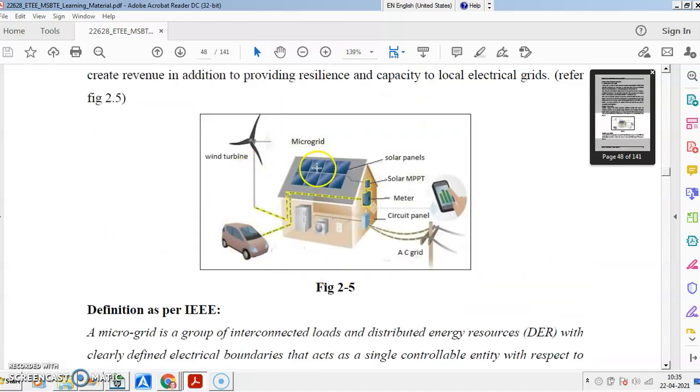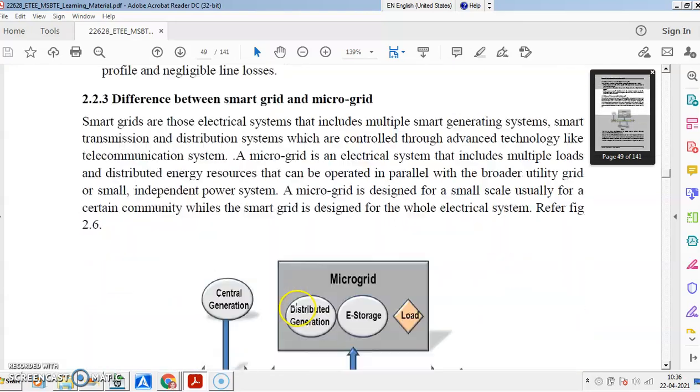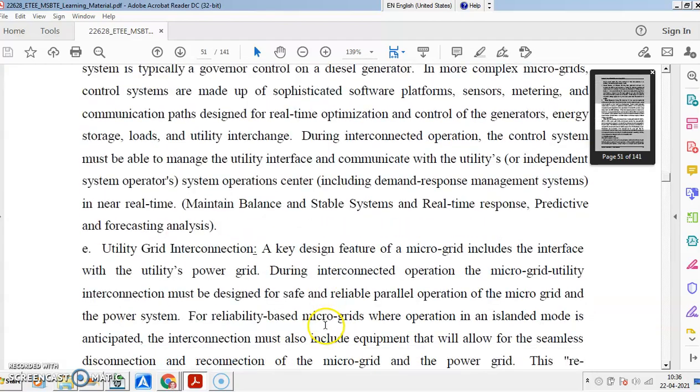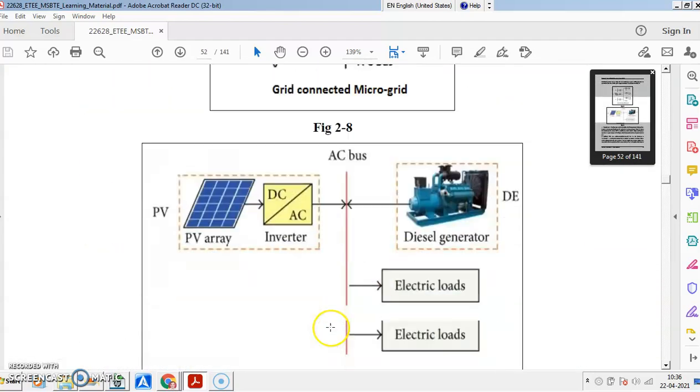This is solar and wind combined. Okay, hybrid, right? Yes, sir. This is solar, this is wind, hybrid. Any more? Any more questions?